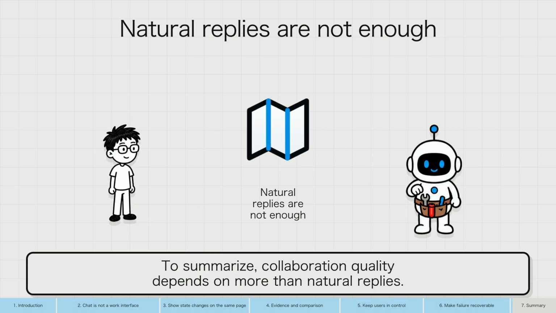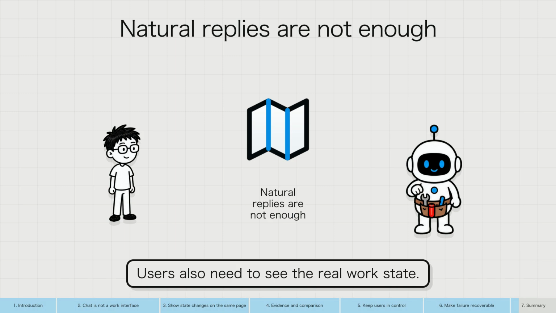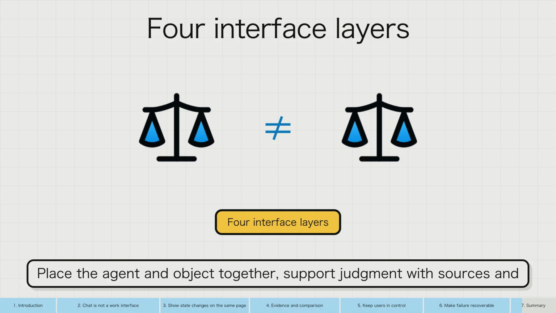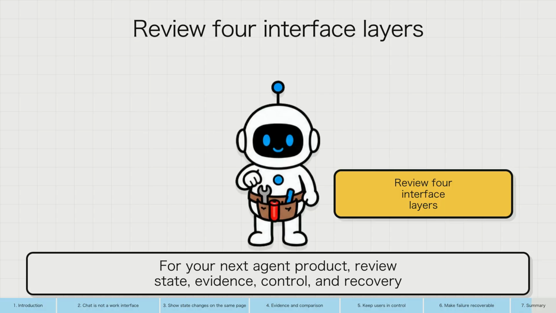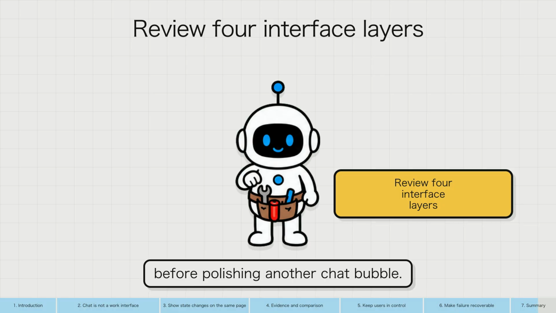To summarize, collaboration quality depends on more than natural replies. Users also need to see the real work state. Place the agent and object together, support judgment with sources and comparison, then return modification, undo, and recovery to the user. For your next agent product, review state, evidence, control, and recovery before polishing another chat bubble.